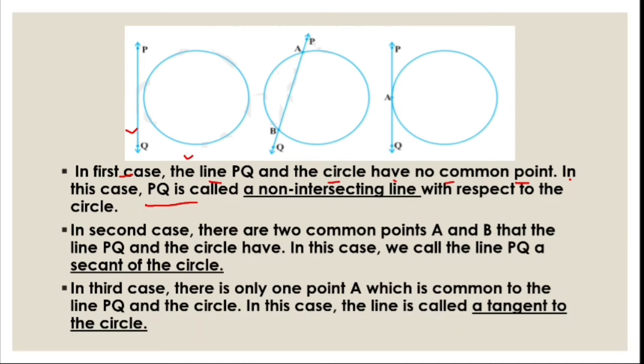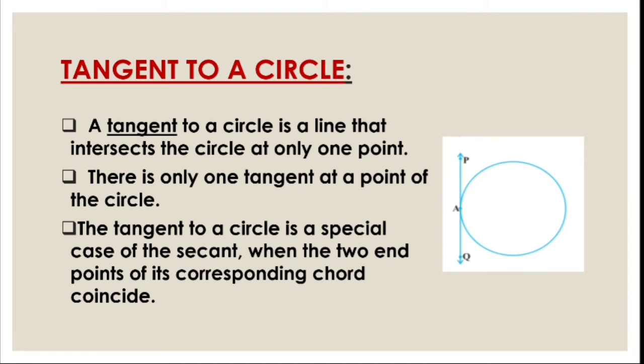Now, we will discuss the tangent of the circle. What is the definition of tangent to a circle? A tangent to a circle is a line that intersects the circle at only one point. That means, if you look at this figure, this PQ line segment intersects the circle at only one point and that point is A. So, in this case, PQ will be a tangent to this circle.